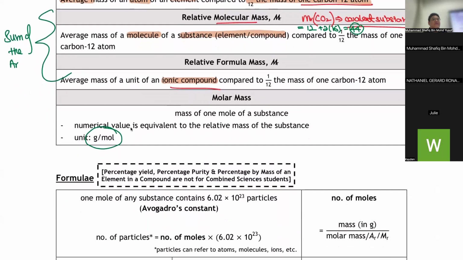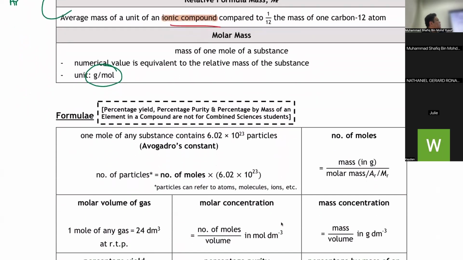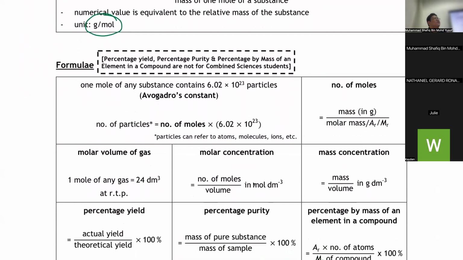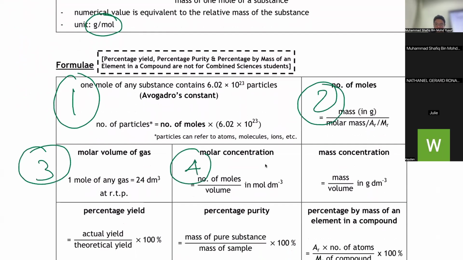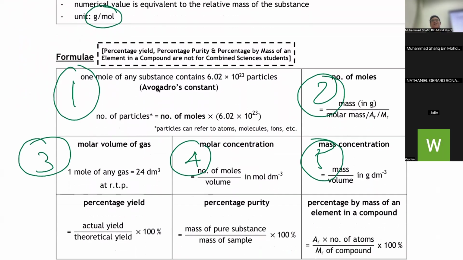Okay, so that's it for this particular formula. Now let's talk about the most important formulas for this topic. So first, second, third, fourth, fifth. These are the 5 formulas you all need to know for mole all the time. Wherever I talk about mole, this is what I'm talking about, the 5 formulas. Okay, so let's go through the first formula.